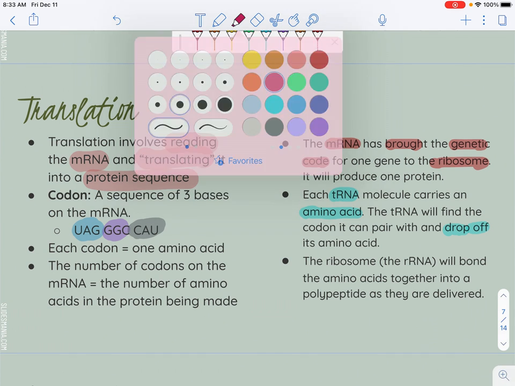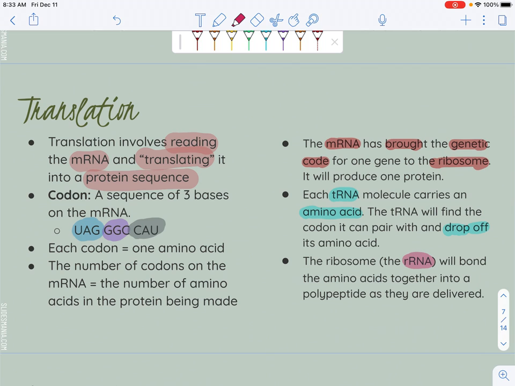And then our last kind of RNA, our rRNA, which makes up the ribosome, is going to bond the amino acids together. It's going to make a polypeptide as the amino acids are delivered. That way you don't just have a bunch of amino acids floating around in the cell, they get bonded together. So this all is simultaneous. The mRNA is being read by the tRNA, and as the tRNA is reading the mRNA, the rRNA is bonding together the amino acids that are being brought to the site. All of these things happen together.